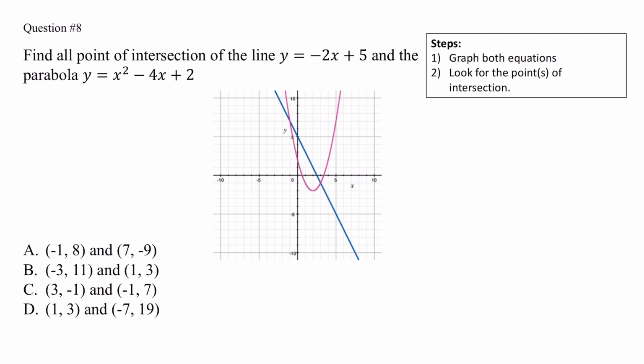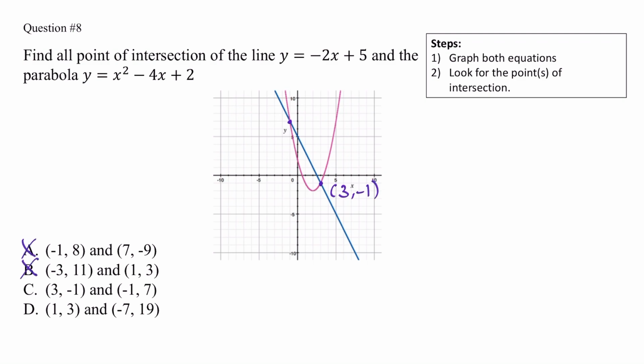So now in this problem, it says find all points of intersection of the line y equals negative 2x plus 5 and the parabola y equals x squared minus 4x plus 2. So I know in this problem, it does give you a graph. So what you can do is you're going to look for these 2 points of intersection, okay? Where these two cross is going to be the points of intersection. So you can see this has coordinates. So if we count, it's going to be 1, 2, 3, and then negative 1. So 3, negative 1 is going to be one of our solutions.